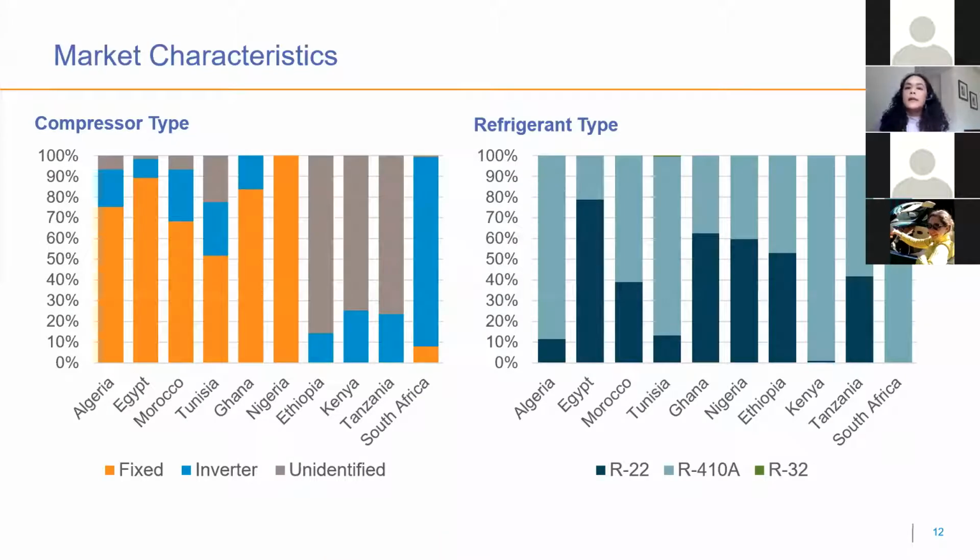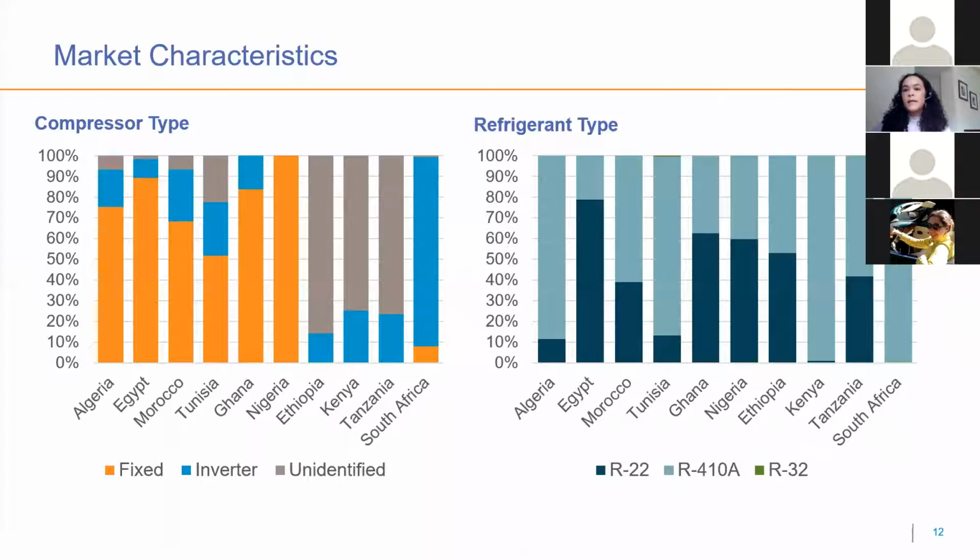So I'd now like to discuss the market characteristics with respect to compressor type. This is that technology that Gabby mentioned that is the limiting factor in efficiency in a lot of cases. I will also discuss refrigerant type. So when we look at compressor type, we see that the market for room ACs is still very much dominated by fixed speed units. And there's some inverter units, especially when you look at South Africa. There's a lot of inverter units in South Africa, but in general, most of them are fixed speed units.